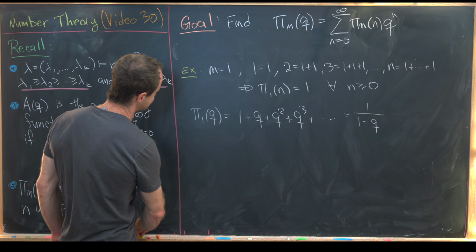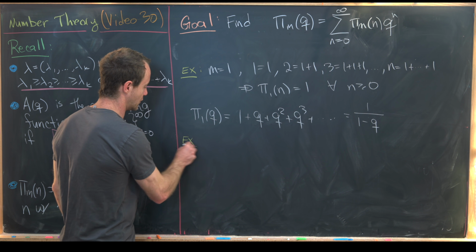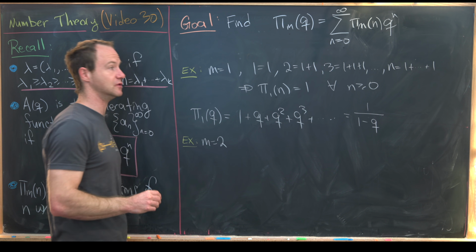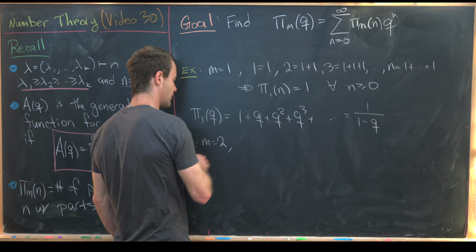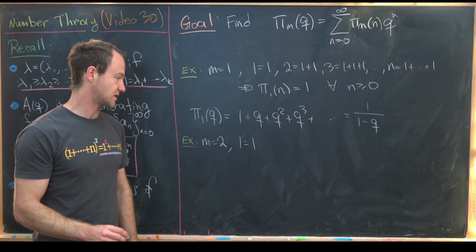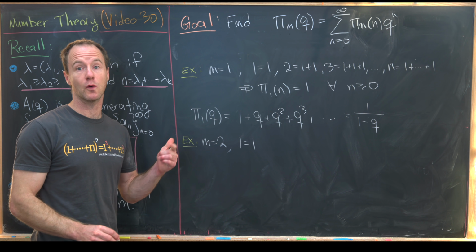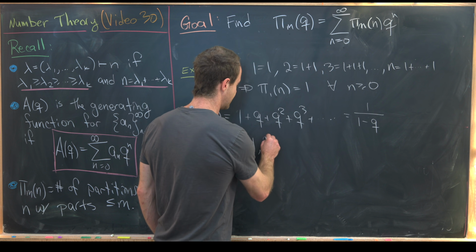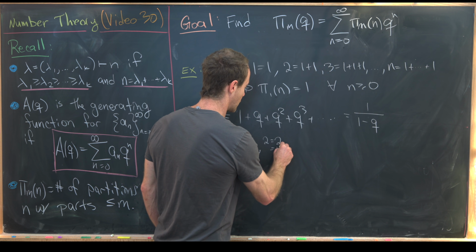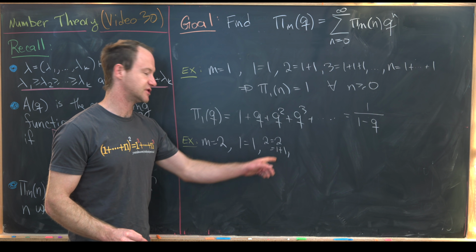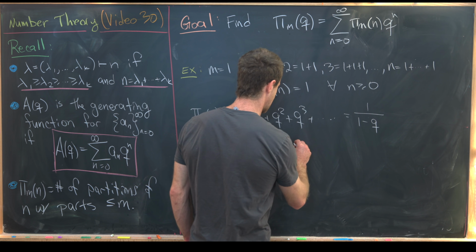Okay, so now let's move on to our second example, which you could probably guess is going to be m equals 2. Well, let's do a couple of examples first. So we've got 1 equals 1. That's the only partition of 1 using 1 or 2, in other words, parts less than or equal to 2. We have 2 equals 2 or 1 plus 1. So those are the only partitions of 2 using 2 or 1. And now we can just kind of build from there.